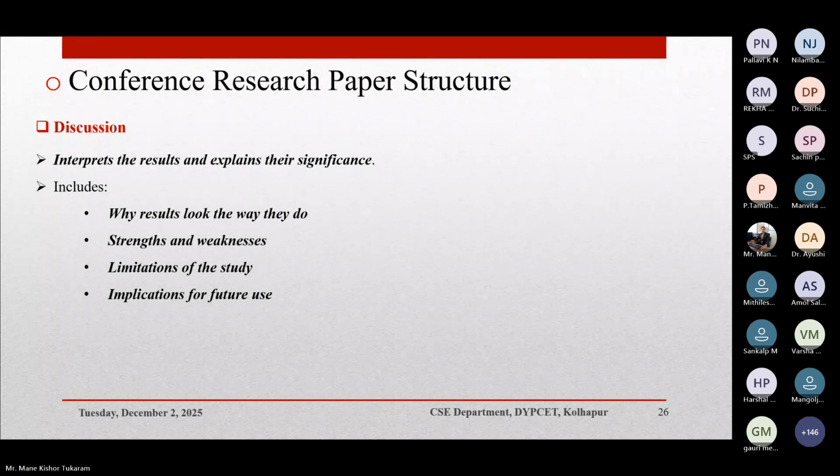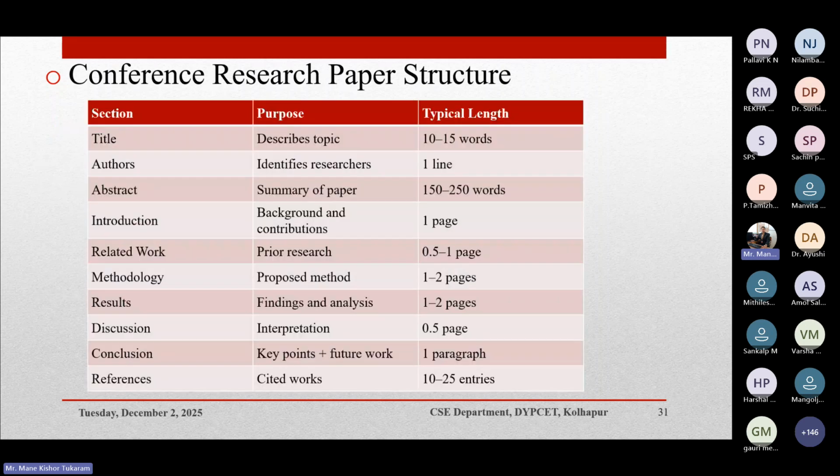Okay. So this is the summary of the conference research paper structure. The title must describe the topic and must be 10 to 15 words maximum. Then the author, which gives the author information in one line. Again, the abstract, a summary of the paper, must be in the range of 150 to 250 words.